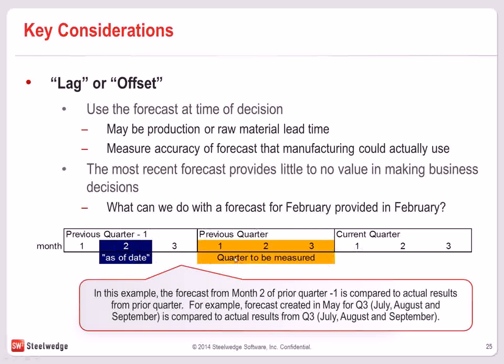So let's take an example. Let's say that the previous quarter here is equal to July, August, and September. So we're going to use the forecast that was created in May. And that forecast, created in May for the months of July, August, and September, is what we compare when we get out beyond that. So when we get out to October, we could make this measurement and see what was the forecast accuracy for that July, August, September quarter.